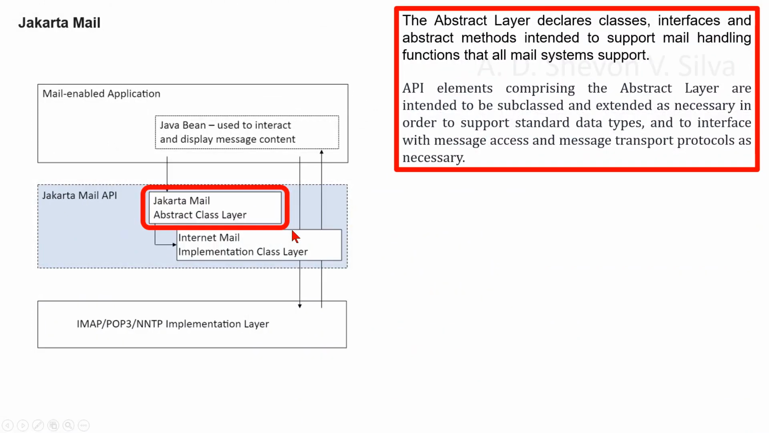The abstract layer declares classes, interfaces, and abstract methods intended to support mail handling functions that all mail systems support. API elements comprising the abstract layer are intended to be subclassed and extended as necessary in order to support standard data types and to interface with message access and message transport protocols as necessary.